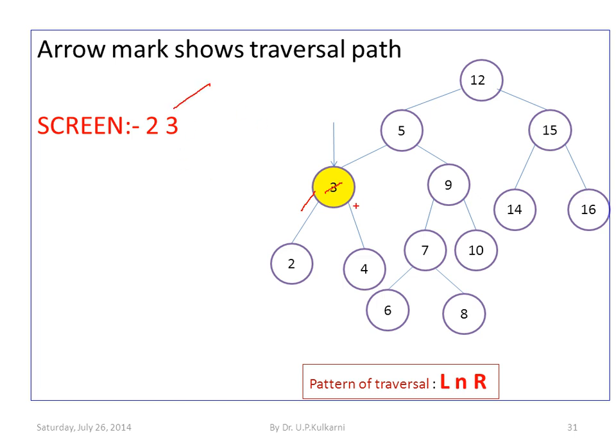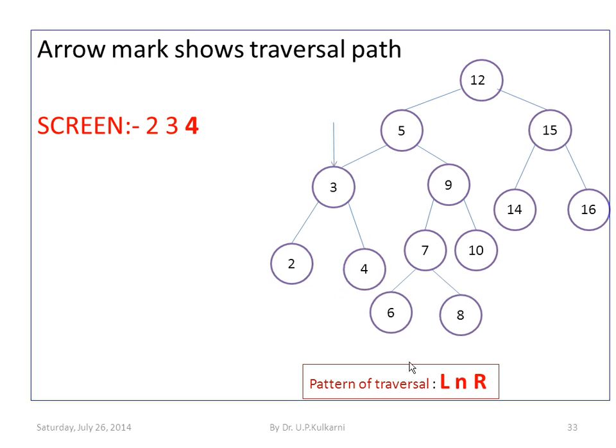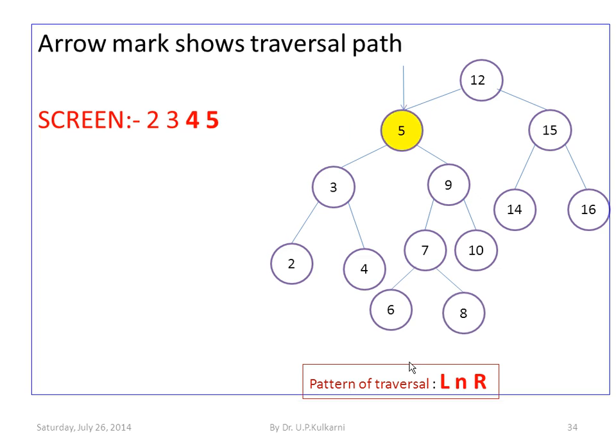Now we have to visit the right side next. So we go to the right. For this again, the L and R pattern: left is null, so done. Print 4, that is 4 here, then right is null, right? So L and R is over for this. So we go back. For this, L and R is over. Again we go back. For this, left is over, and node N we need to print. So we have printed 5.